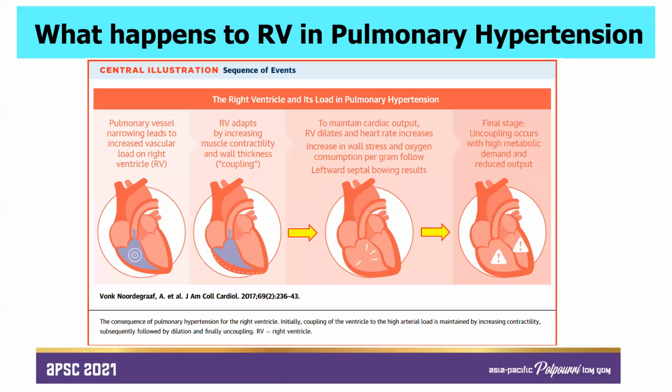This is a very nice illustration of the consequence of pulmonary hypertension for the right ventricle. Initially, in coupling of the RV to the pulmonary artery, the high arterial load is maintained by RV adaptation with increasing contractility and wall thickness. This is coupling, but it is subsequently followed by RV dilation and finally uncoupling, which results in reduced cardiac output with high metabolic demand, the uncoupled state.